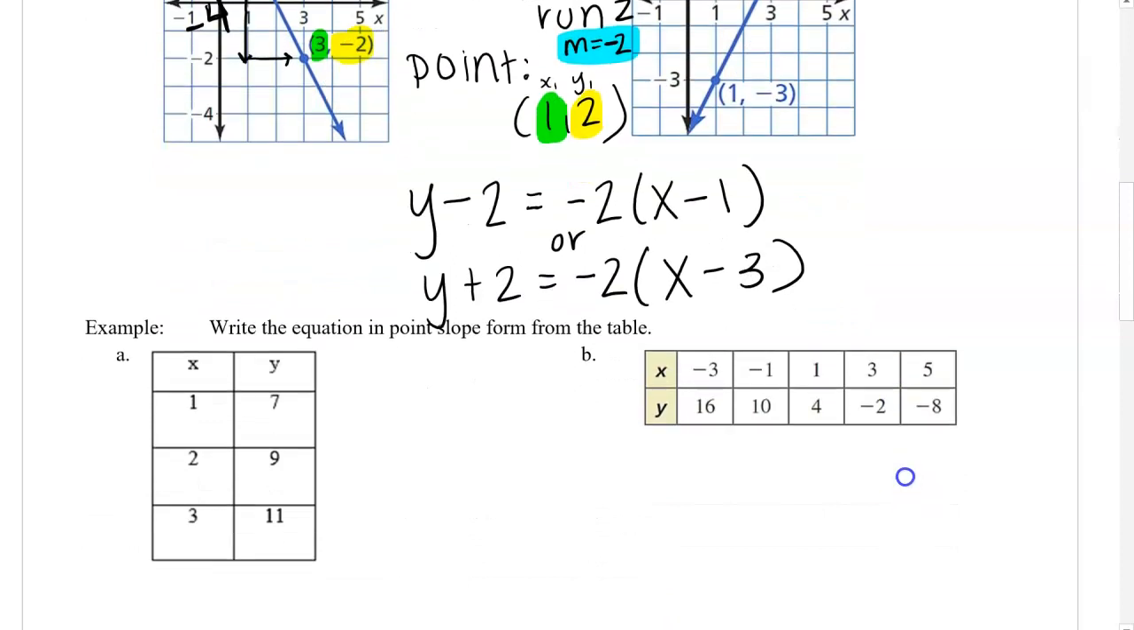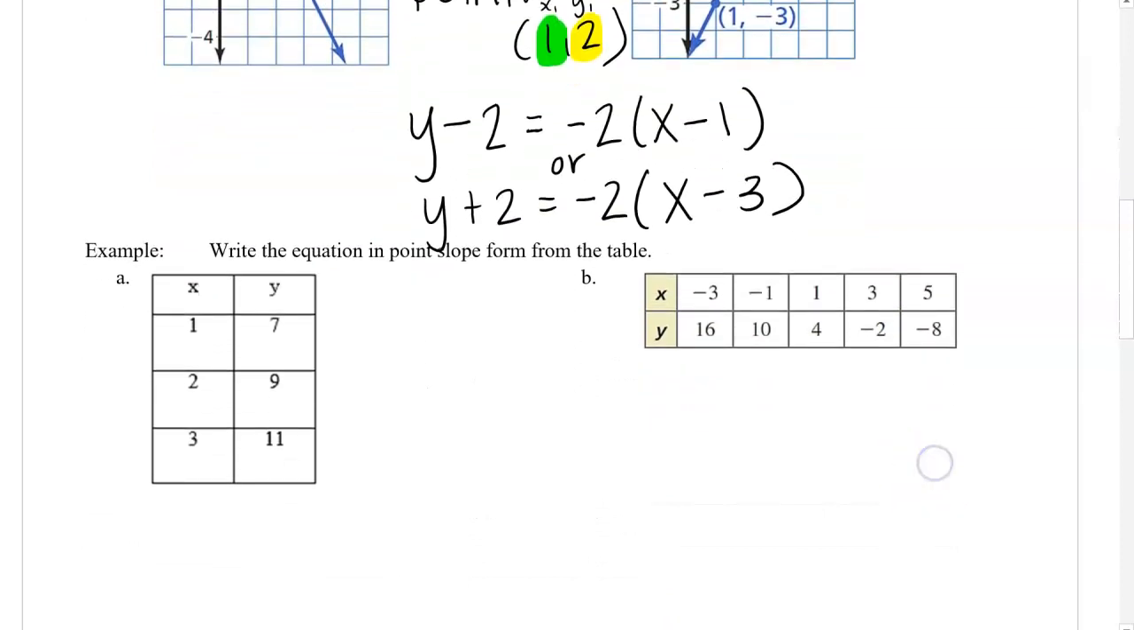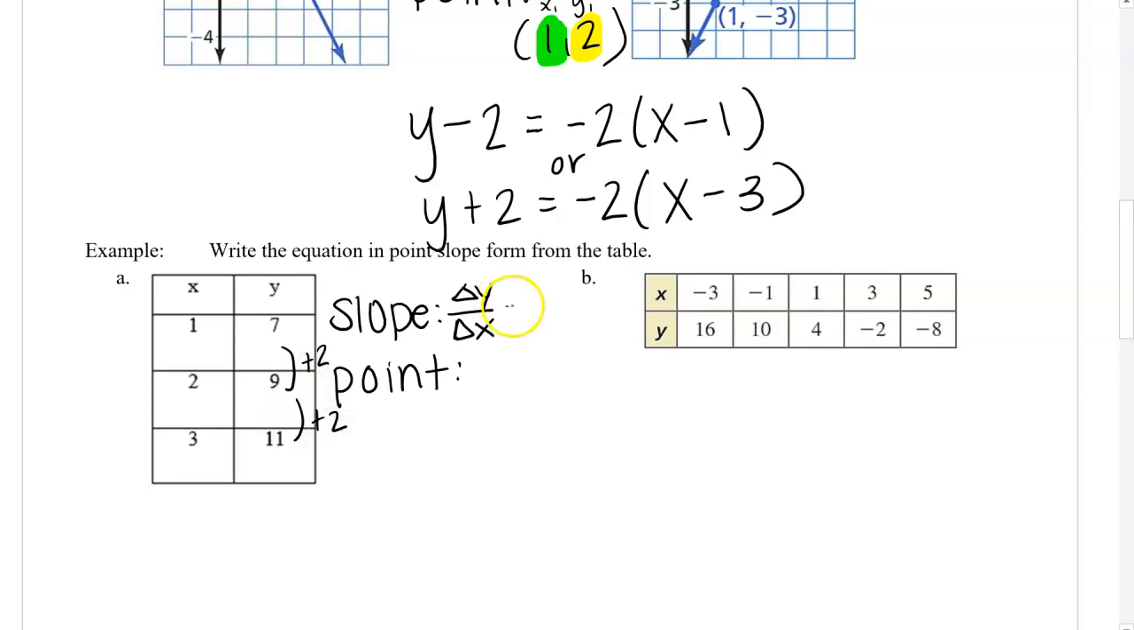Okay, and the last example is from a table. First, you need to find the slope, and then pick a point. Again, we always need a point and a slope to write an equation in point-slope form. When we are looking at a table, we're looking at the change in y over the change in x. So y is increasing by 2, so our change in y is 2. Our change in x is 1. So the slope is 2.